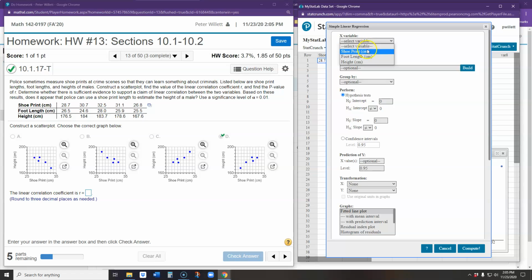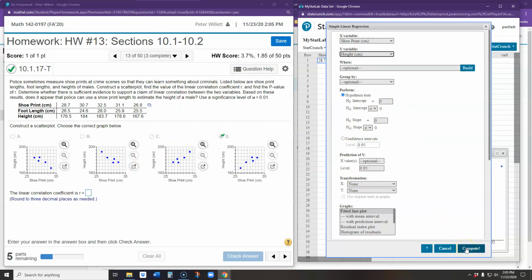Again, I choose the shoe print for the x and the height for the y, ignoring the foot. And they talk about hypothesis tests, and they talk about the intercept and the slope. So for this kind of problem, we can ignore that.